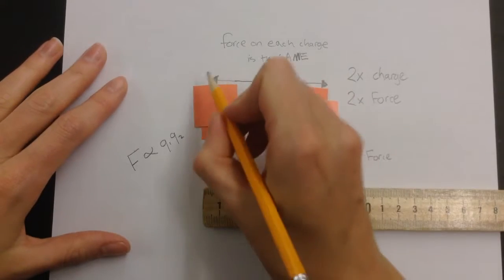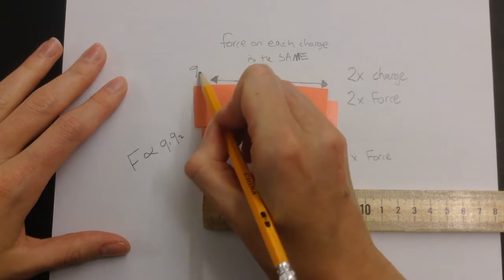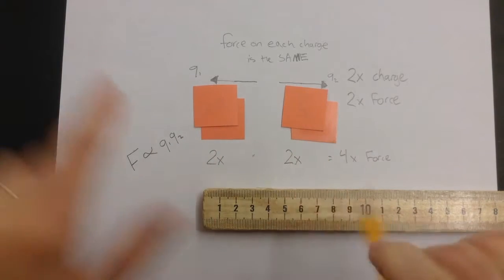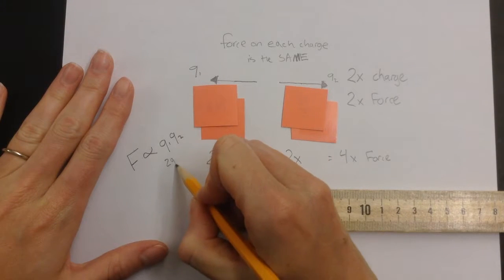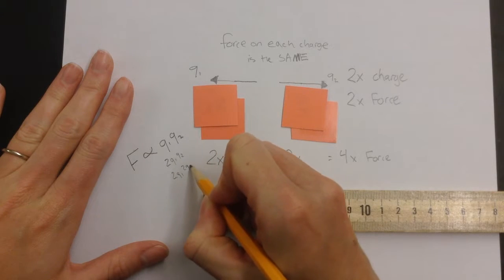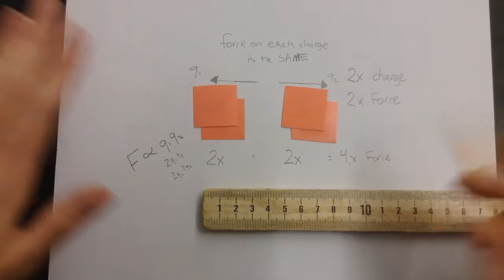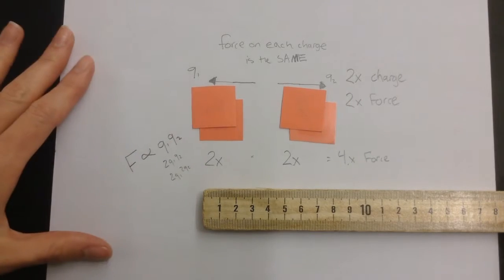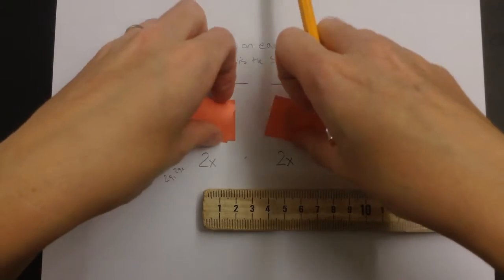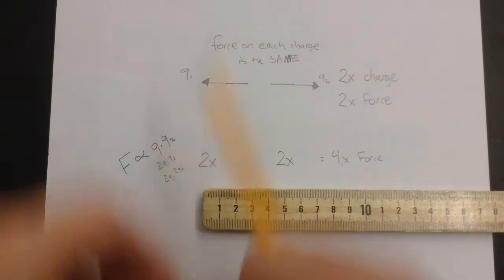So this maybe is Q1, and this maybe is Q2. So if I double this charge, you can see that I have a 2 there. And if I double the other charge, you can see that I have 2 Q's, and that's how I end up with the 4. So there's 4 times the charge, even though I only have twice on both of those. Okay, so let's talk about another case.